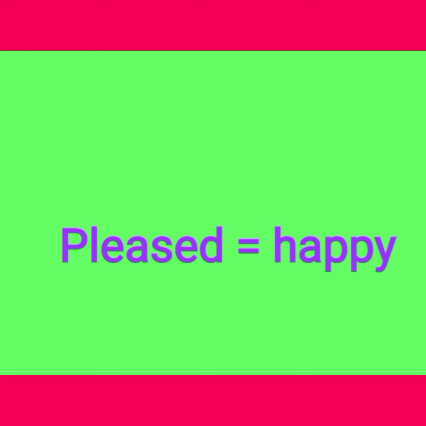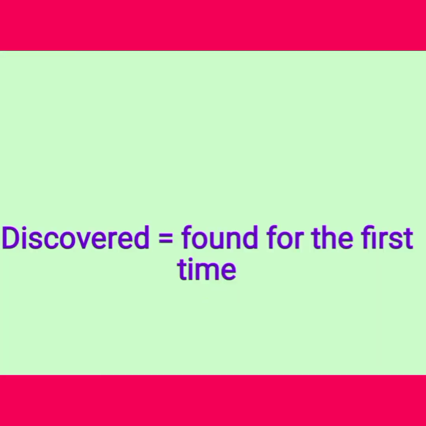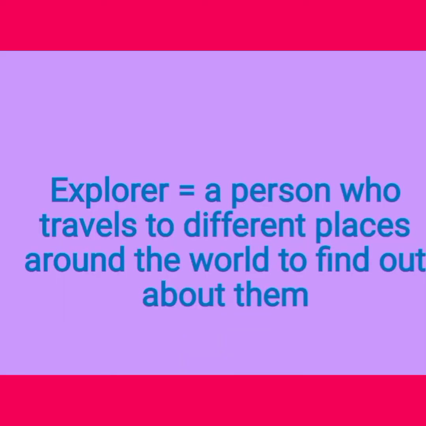Now see the next meaning, that is third one, puzzled. Puzzled means confused. Suppose if you are unable to do anything, then you will be puzzled. Is it? Now see the next. Discovered. Found for the first time. Okay, children? Now see the next meaning, that is explorer.